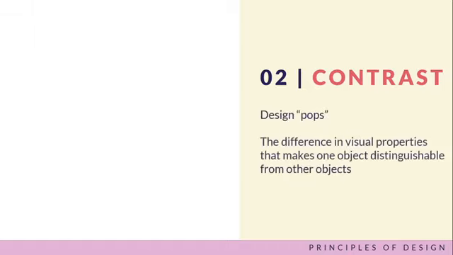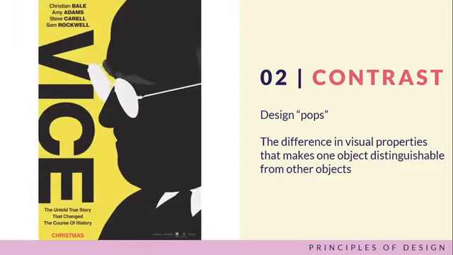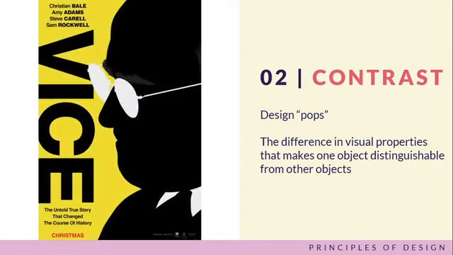Contrast is also defined as the difference in visual properties that makes one object distinguishable from other objects. Like this example movie poster here. I can legibly read the text of this poster because of its effective color contrast.